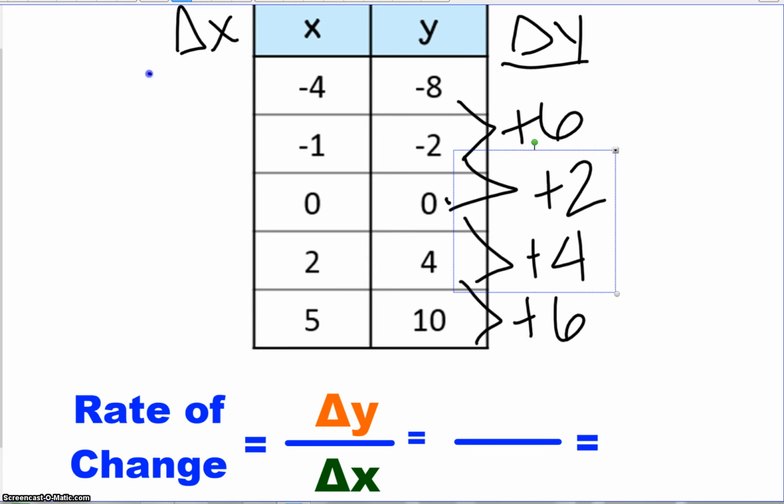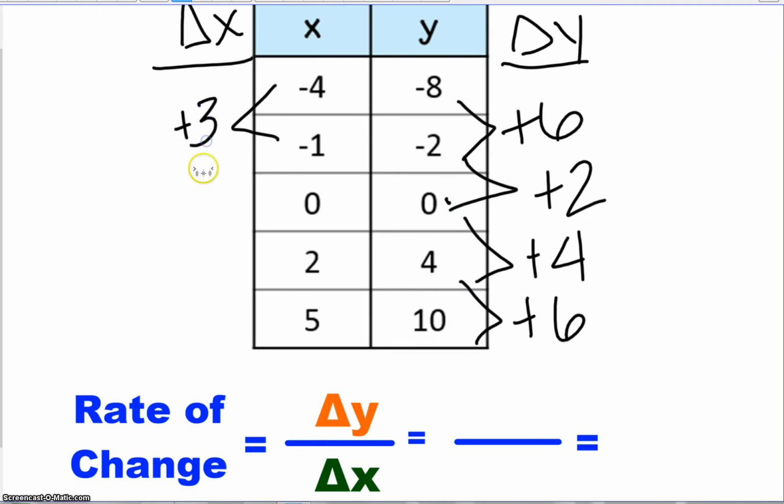Once you find your changes in y, you go over to the x column and you find your changes in your x's. How do you get from -4 to -1? +3. How do you get from -1 to 0? +1. 0 to 2 would be +2, and 2 to 5 would be +3.